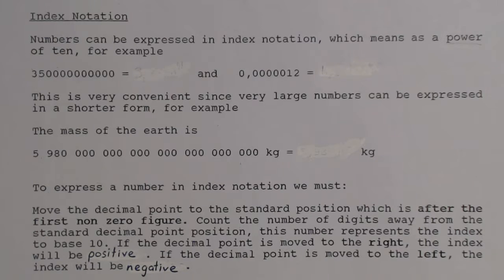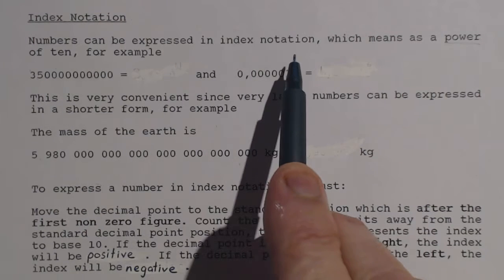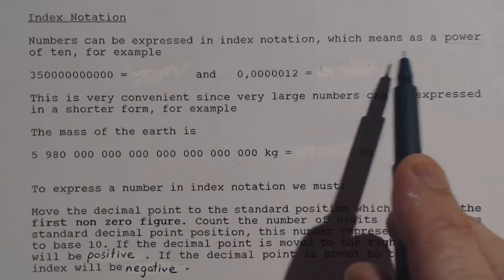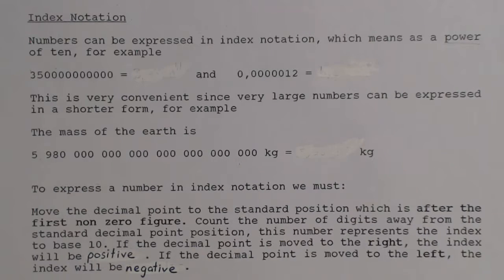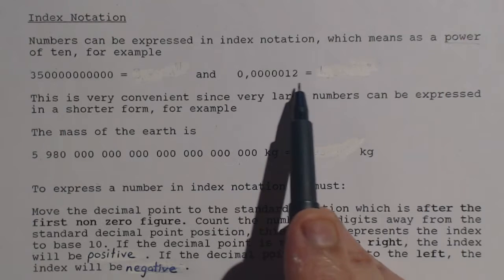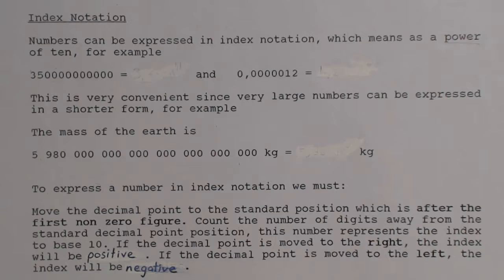We're now going to have a look at how we express very, very large numbers and very, very small numbers in a shortened form called index notation. So numbers can be expressed in index notation. Now, index actually means the same as exponent, which means as a power of 10. For example, we have this large number here and this small number here. So how can we write each of these in a shortened form?